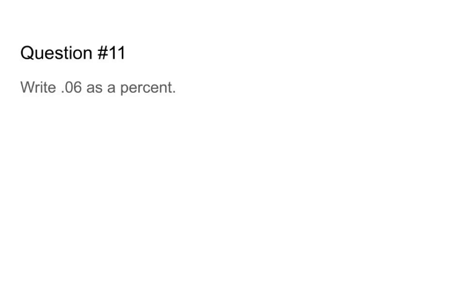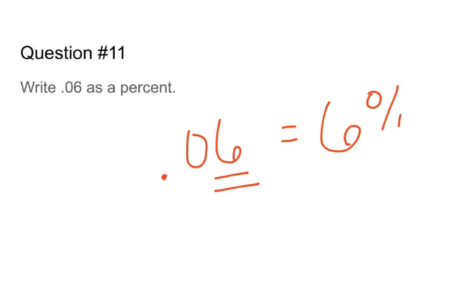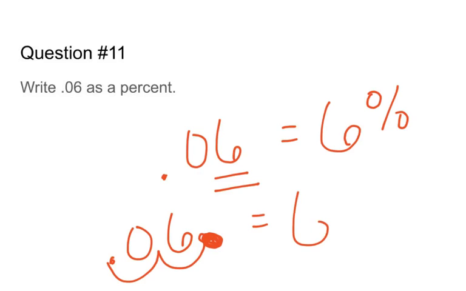Write 0.06 as a percent. There's several ways to look at this. One is that 6 is in the hundredths place, and percent means out of 100. This is actually 6%. Another way to look at this is moving your decimal 2 places to the right, because the decimal is at the end, which also, of course, is 6%.